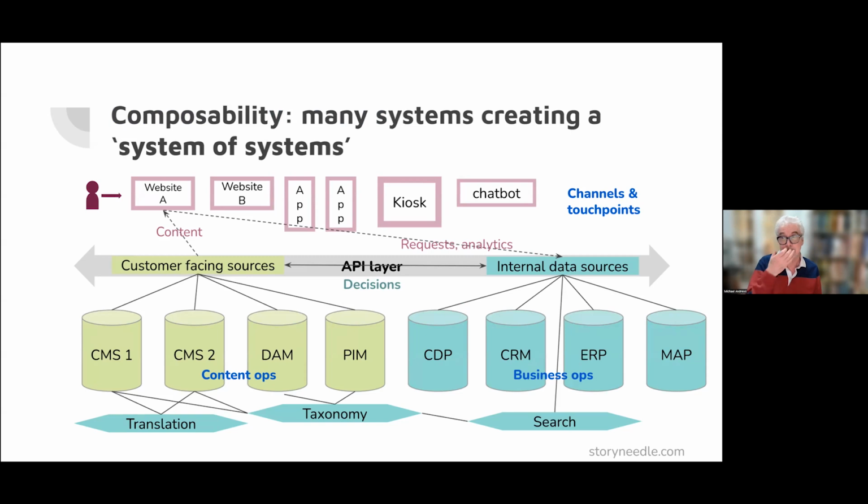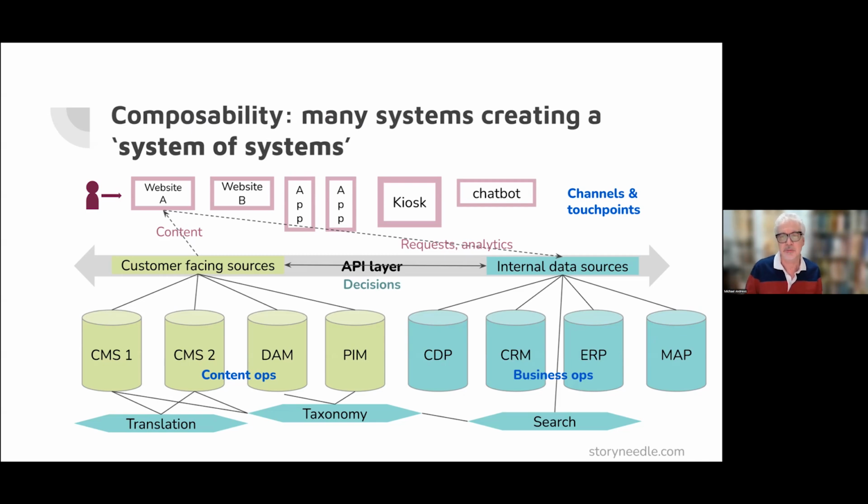There's a concept that people are talking about now in connection with orchestration called composability. And really the way to think about this is that you're using many different systems and creating a system of systems. So let me try to explain this diagram a little bit, and hopefully it will give you a sense of how this works. At the top here, on the left-hand side, we have a user, and the user is potentially interacting with different touch points. They may be interacting with more than one website that an organization has.